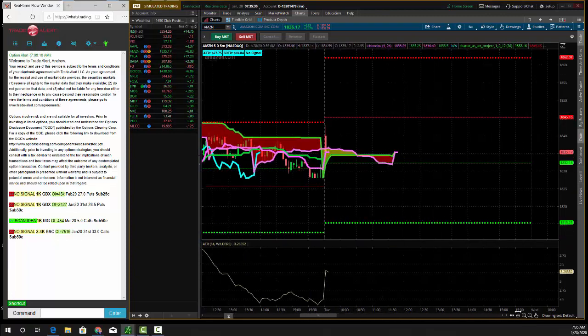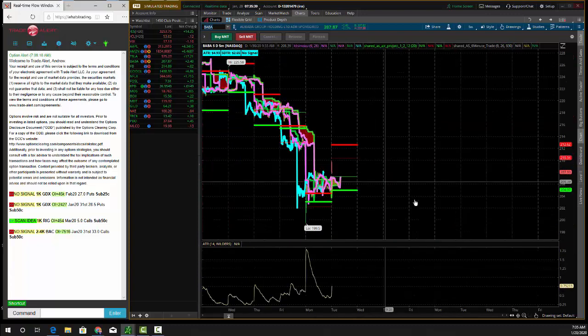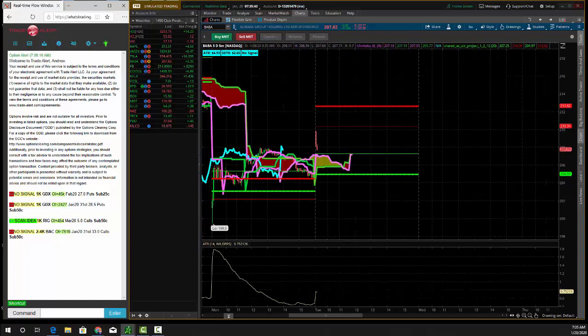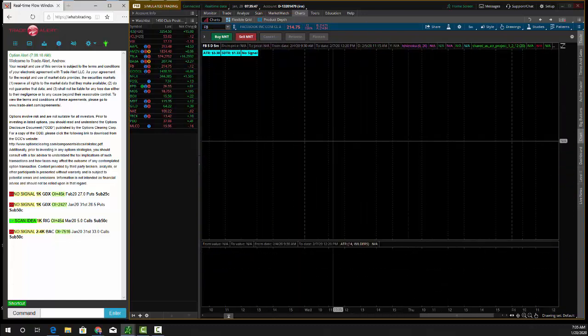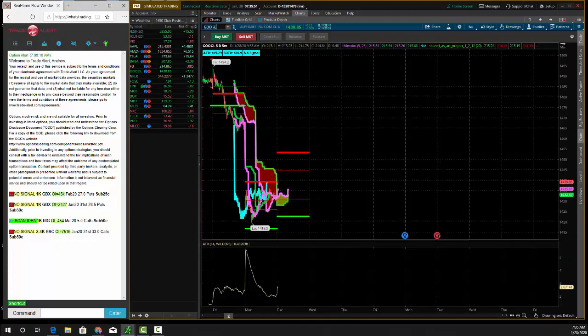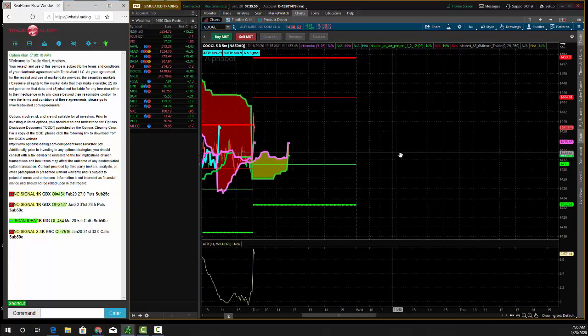Alibaba, selling pressure. Let's go into Facebook. Facebook, after we look at the 10-minute bar, selling pressure. Google, no signal. So only one buy today. It's Apple. It's right here around 313.31. Let's go into Tesla.